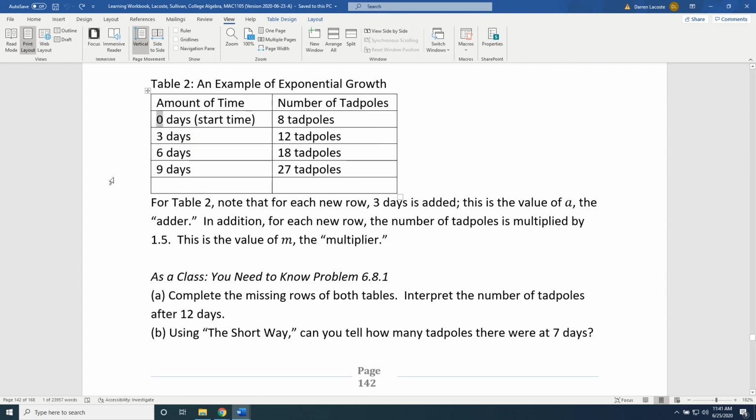0 plus the adder of 3 makes 3. 3 plus the adder of 3 makes 6. 6 plus the adder of 3 makes 9, and so on. 8 times the multiplier 1.5 equals 12. 12 times the multiplier 1.5 equals 18. 18 times the multiplier 1.5 equals 27.